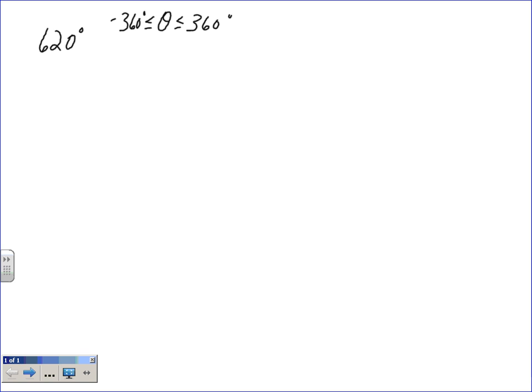Well, this is not between those. So what do we do? Well, we know that one time around is 360, right? So let's subtract one time around. And do you agree that if I subtract 360 or add 360, it's going to be coterminal? Because it's going to go all the way around, land on the same spot, right? So we have 260 degrees. So 260 degrees is coterminal with 620, and that falls in our range here.